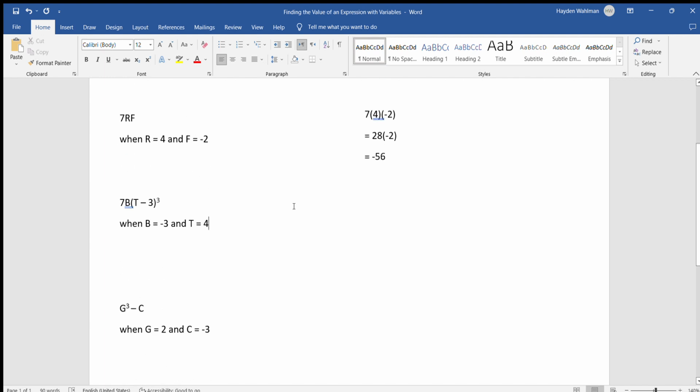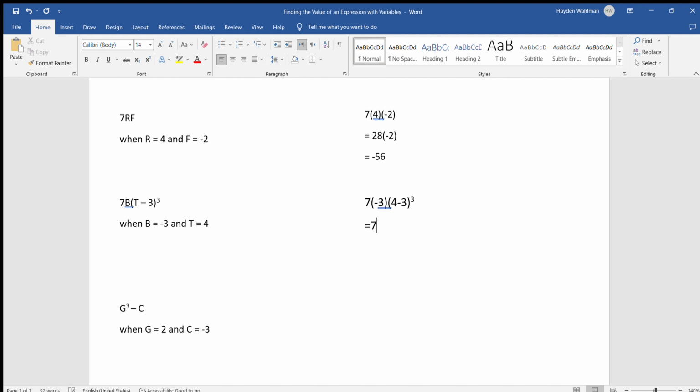Okay. I hope you pushed pause and I hope you attempted these, okay? So let's do the next one. 7 times b, but b is just -3. Brackets t, but t is just 4, minus 3, and the power of 3. Okay, now we're talking. So the first thing we do is brackets. There's 2 brackets. This bracket, there's nothing to do, so we skip that. So brackets 4 minus 3, that's equal to 1.